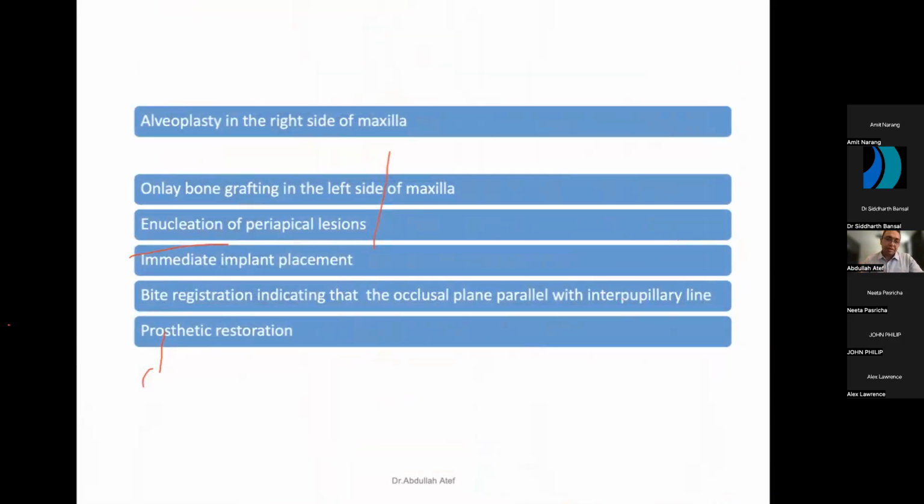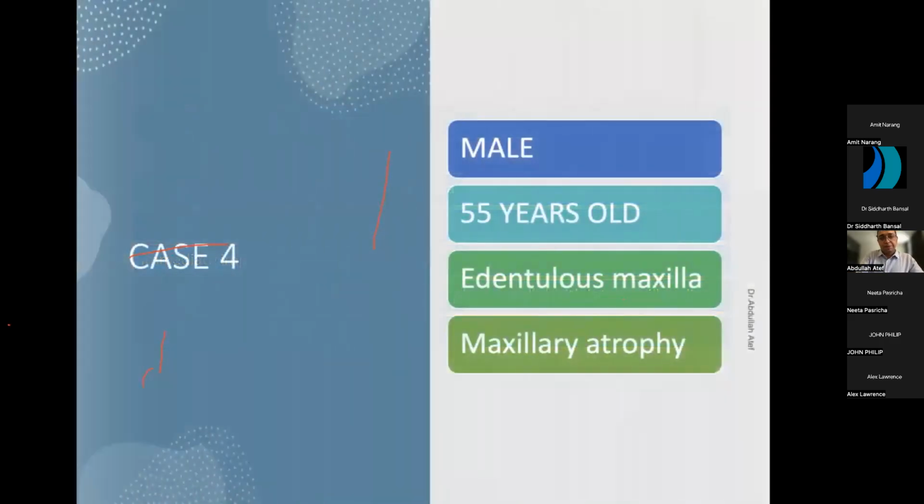The steps in such a case, in a very simple way: alveoloplasty on the right side of the maxilla, only bone grafting on the left side of the maxilla with enucleation of all periapical lesions, immediate implant placement, bite registration, and prosthetic restoration, which was a very complicated workup. And actually, we have many steps to reconstruct the normal occlusion and the normal prosthetic way.